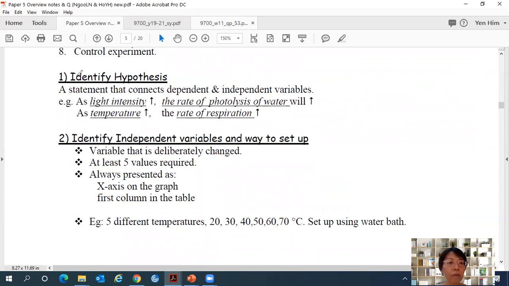When you want to plan an experiment, the first thing, step number 1, you need to identify the hypothesis.